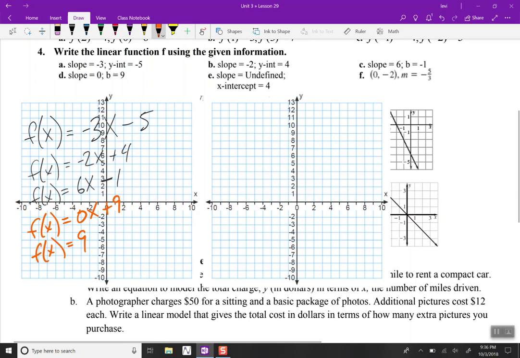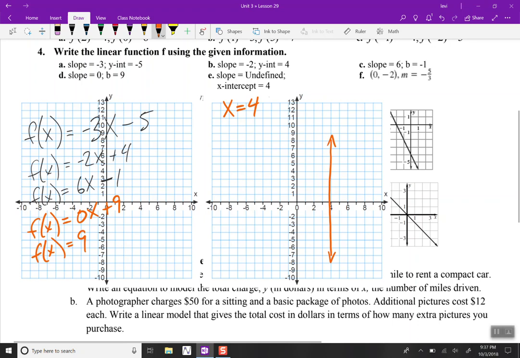What are we on? E, slope is undefined. So what kind of line does that make? That makes a vertical line. So this might be good to graph. X-intercept is 4, and undefined means a vertical line. So that equation would not be f of x, it was just x equals 4. I can't really make that in function notation because it's a vertical line.